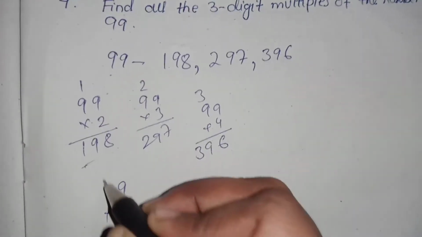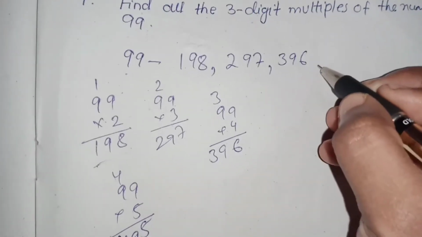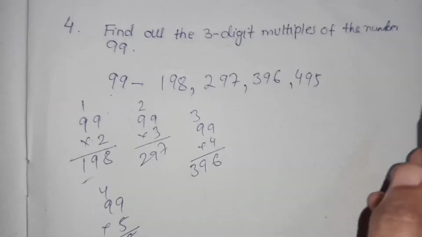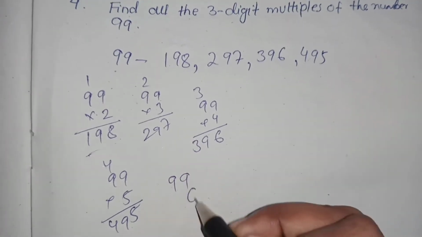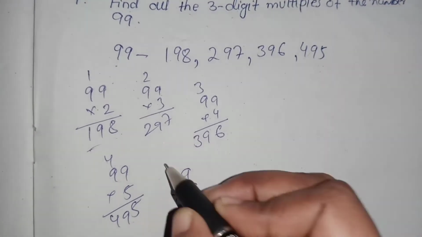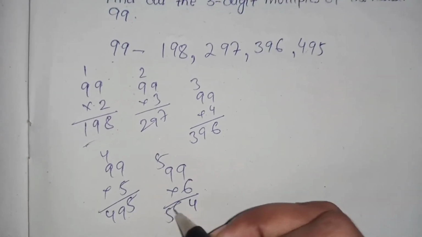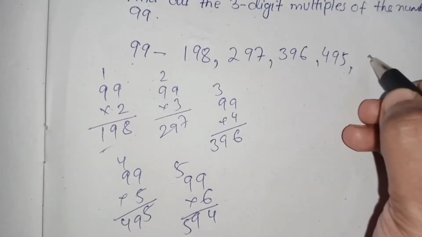5 nines are 45, 4 carry. 5 nines are 45 plus 4 is what? 49. So what is it? 495. We have to write all the 3-digit multiples of 99, that is why I am multiplying and saying it. Okay, 99 into 6, 6 nines are 54, 5 carry, 6 nines are 54 plus 5 is what?